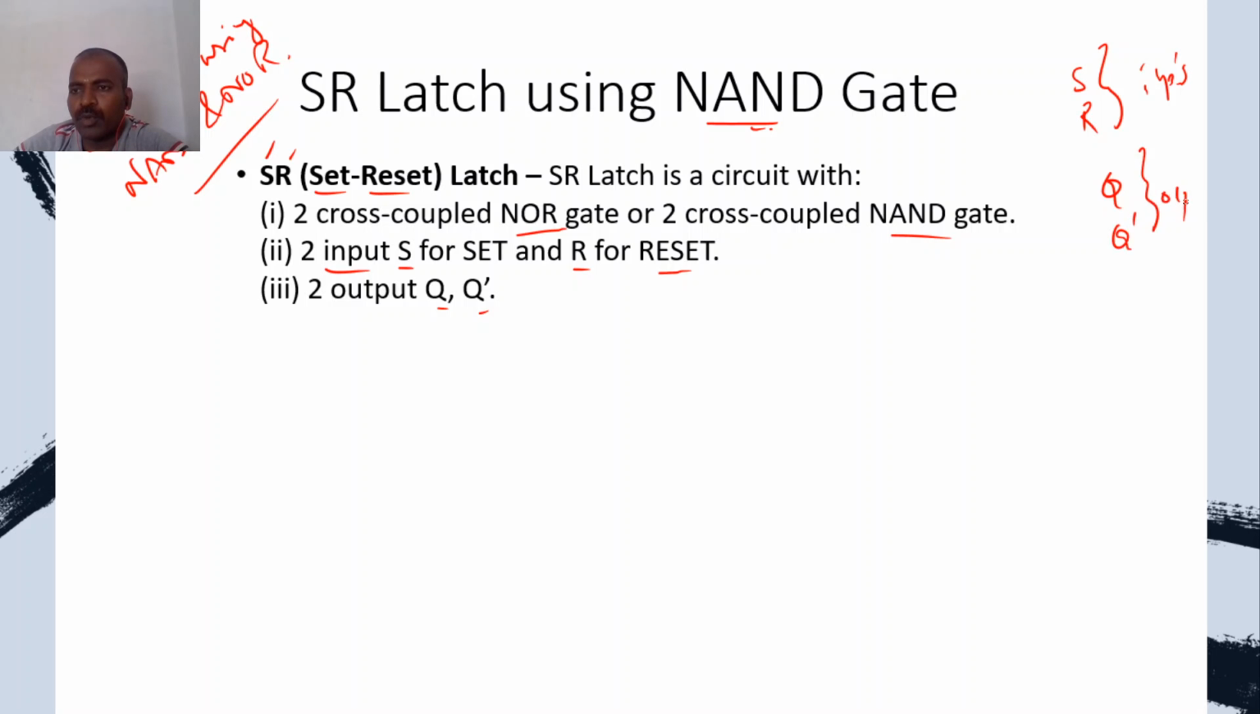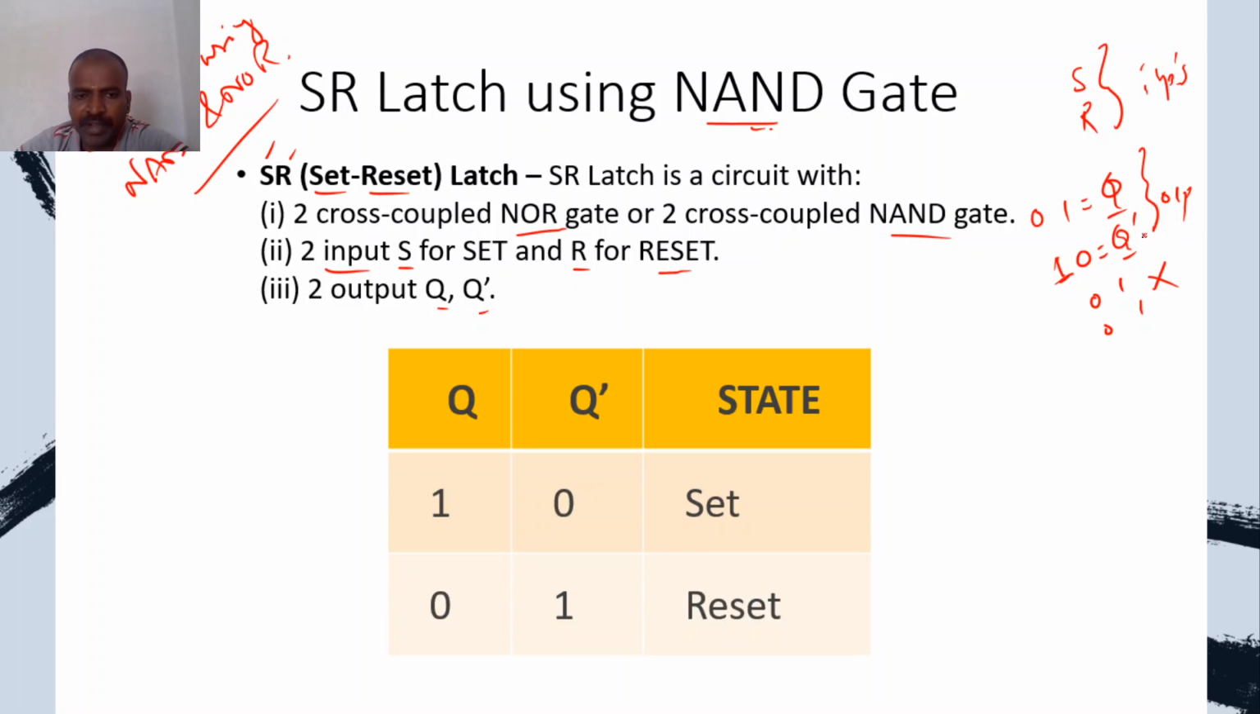From these outputs, when Q is equal to 1, then Q bar is equal to 0 definitely. If this is 0, then this is 1. These are the conditions of latches and flip-flops. If both are 1, 1 or 0, 0, then that is not a latch or flip-flop. The outputs are always alternate values.